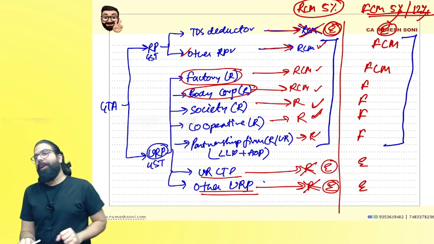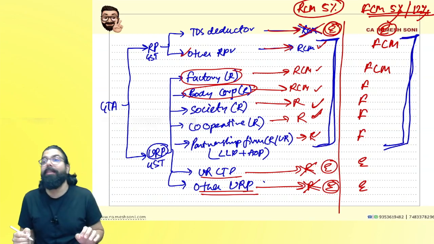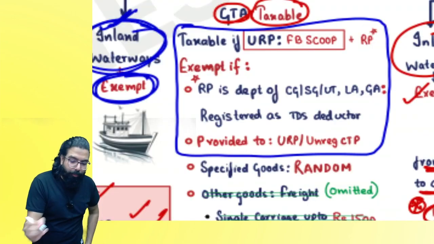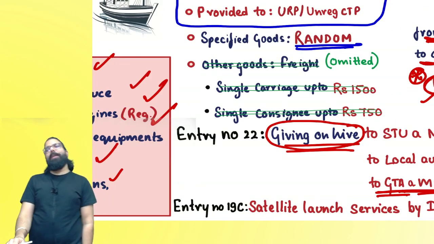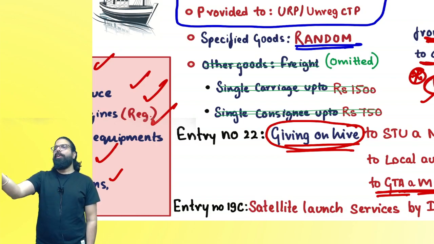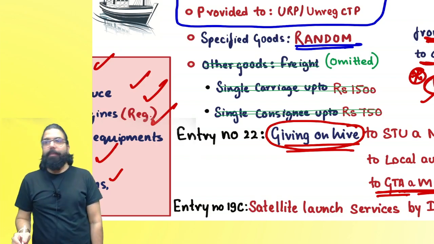Everyone, listen to me carefully now. Wherever GST is there, either under forward charge or reverse charge, that GST also will not come if the transportation is of certain items. Are we clear, everyone? If GTA is transporting relief material, agricultural produce, newspaper and magazine, defense and military equipment, organic manure, milk, salt, food grains, etc., then it will always be exempted. GST will not come.